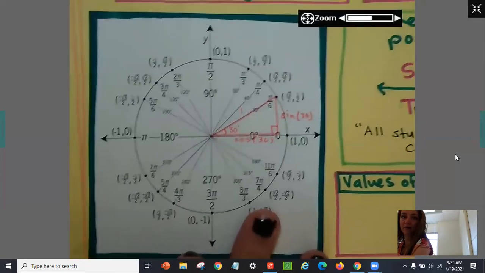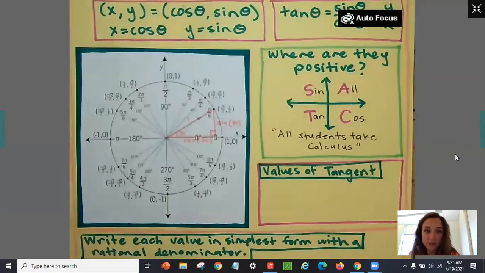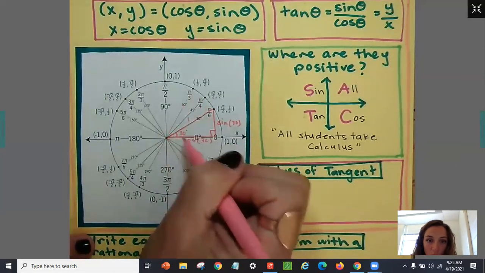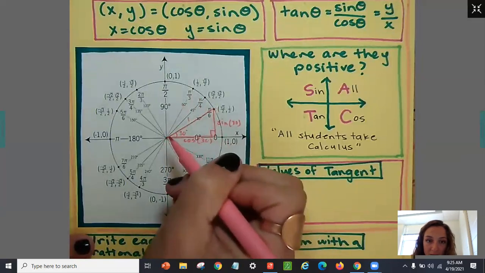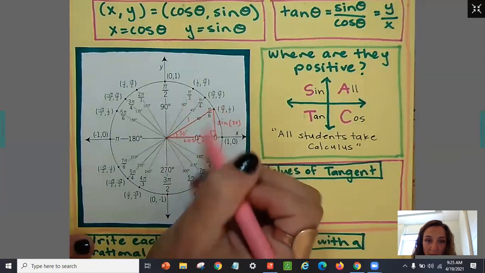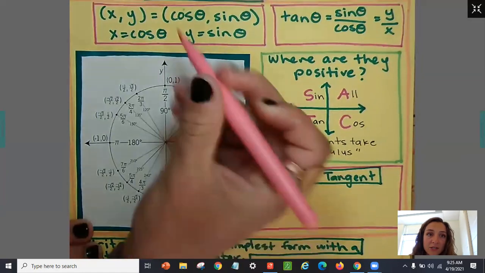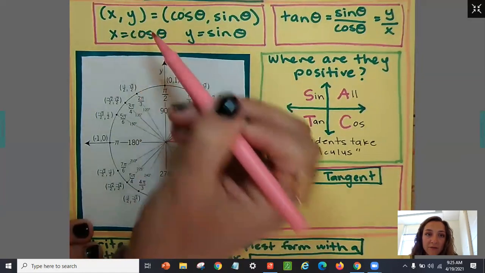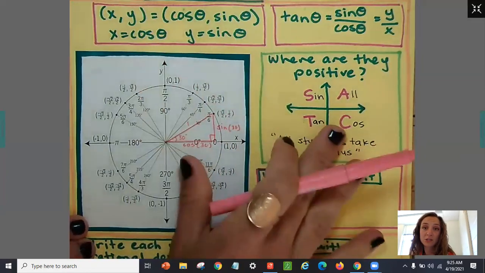Okay, so here we have cosine is the x value. Cosine is the horizontal distance. So if you go right this amount and then up this amount, that means you go right square root of 3 over 2, up 1/2. That's right cosine of 30, up sine of 30. So the x value is going to be our cosine of theta, and the y value is going to be our sine of theta, where theta is just an angle.